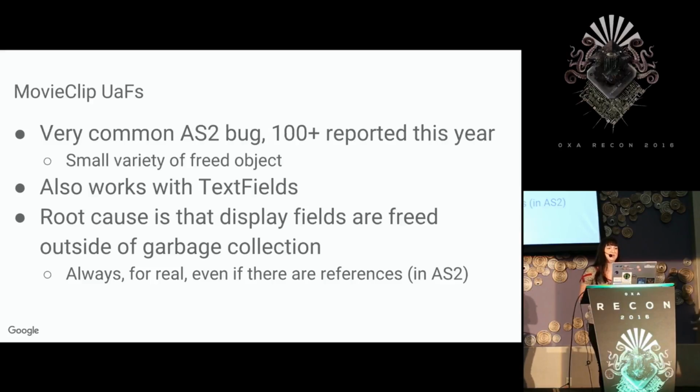One of the interesting bugs that came out of reverse engineering was what I call movie clip use after freeze. And these were first found by Bilo, as far as I know, and he found them using IDA. And it's a very, very common class of bugs. More than 100 of them were reported this year, and by this year I mean 2015. And they're still continuing to be reported. Actually, at Pwn to Own this year, 4 out of 5 of the bugs were of this class. They still keep being found.